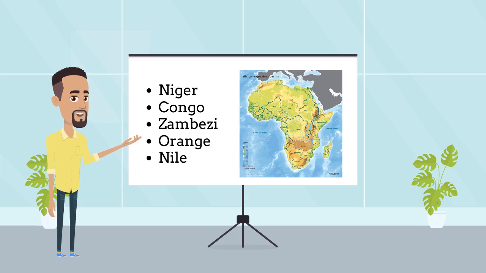Africa also contains 5 major rivers, which are the Niger, the Congo, the Zambezi, the Orange, and the Nile. These rivers help to connect the various regions throughout the interior of the continent.